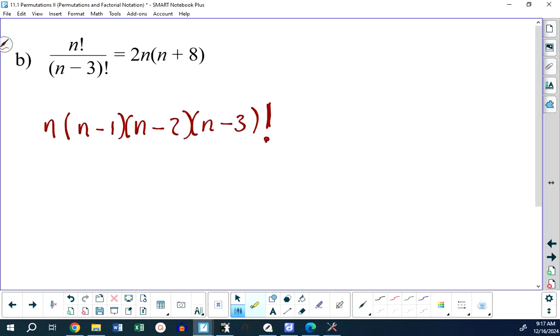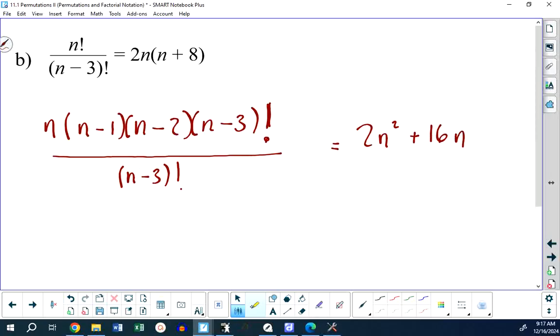Once again, I will just say verbally what's happened here. N factorial is n times n minus 1 times n minus 2 times n minus 3 times n minus 4 all the way down the line. But that means that that n minus 3 all the way down the line is n minus 3 factorial. And what we end up with is over n minus 3 factorial. And this is equal to, we might as well expand this out. 2n times n is 2n squared. 2n times 8 is 16n. And now we can cancel this.